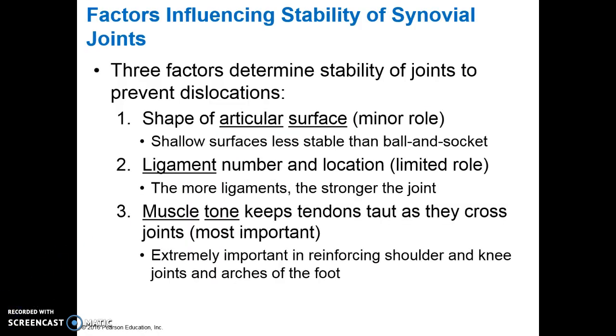Next, these are factors influencing the stability of synovial joints. There are three factors. The first two are somewhat limited, and the third one is muscle tone. The first one is the shape of the articulating surfaces. Shallow surfaces are less stable than the ball and socket, and these play a very minor role. Ligaments, the number and the location, also have a limited role in terms of stability, although they make the joint a little bit stronger than just the articulating surfaces. The third one is the key. This one's the most important.